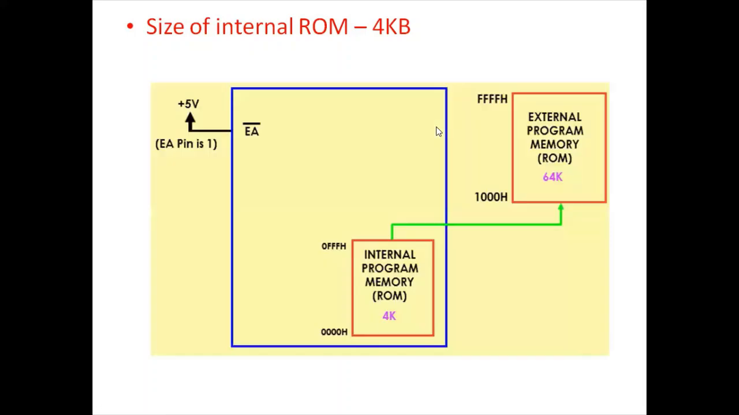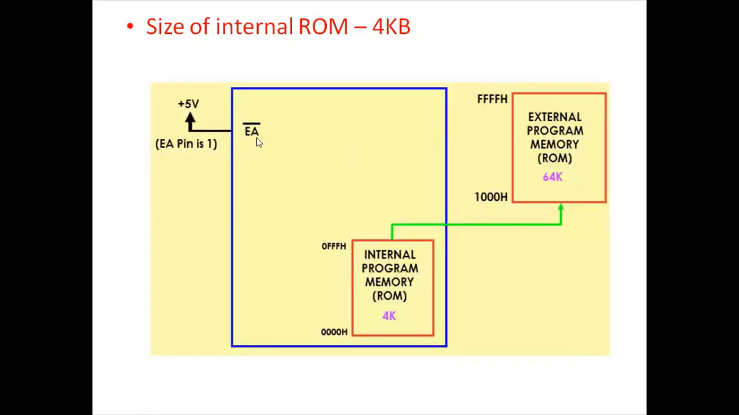So let us see internal ROM. Internal ROM is 4 KB, right? External is 64 KB. External RAM, external ROM, both are 64 KB because the size of address bus is 16 bit. But the size of internal ROM is 4 KB.